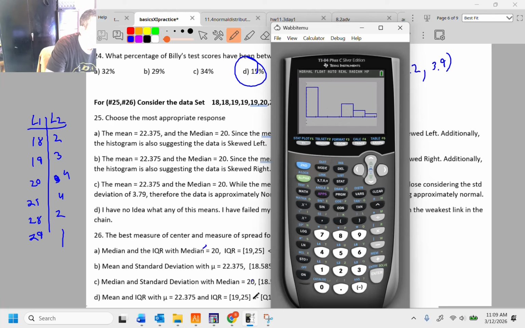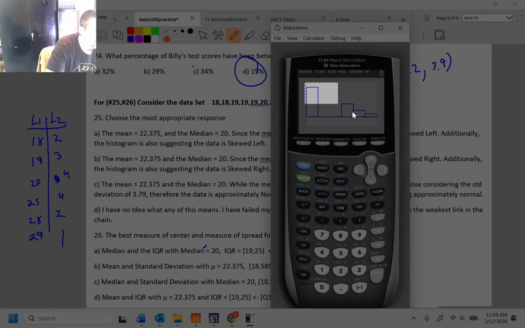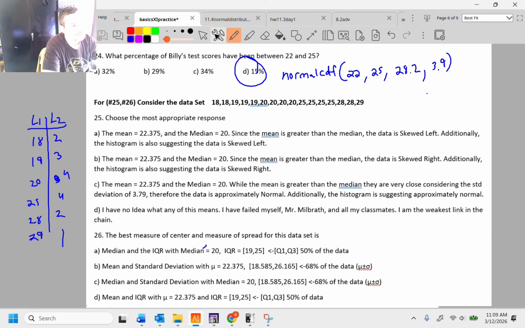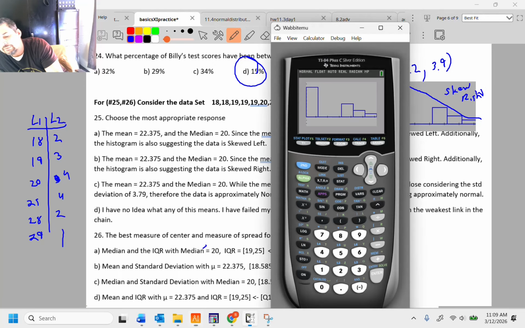And I would say, based on this, that this thing is skewed. But we'll check the mean and the median. But this histogram is pretty skewed, isn't it? It would be a skewed right. There's probably a skewed right. But let's go ahead and make a comparison here.